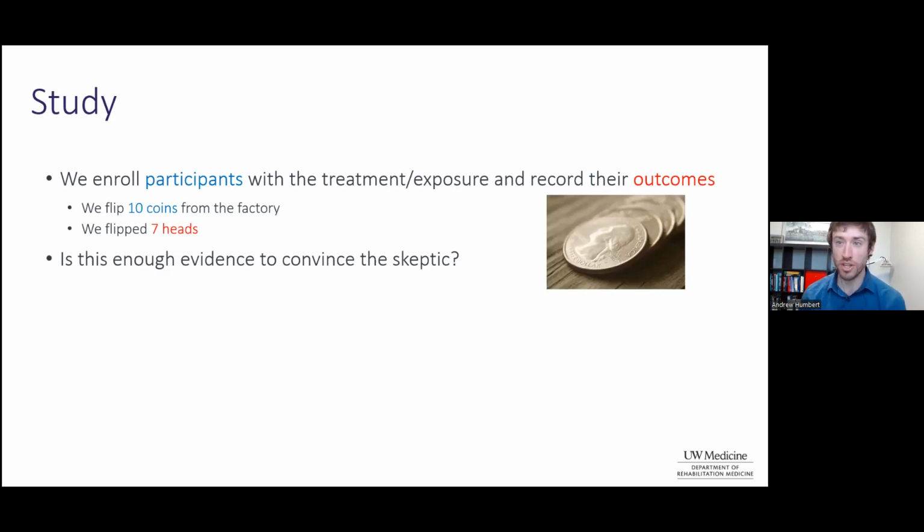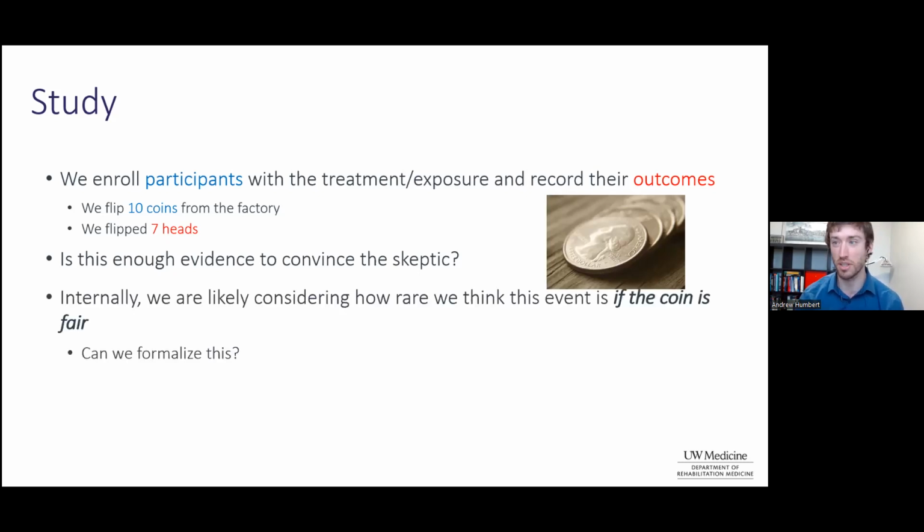And then the question is, is this really enough evidence? Do I have enough data here? 7 heads out of 10 coins, is that enough evidence to convince the skeptic? Internally, we're all really good at this concept of what is enough evidence before we're convinced something is no longer fair or no longer works the way we think it does. You're probably not calculating p-values and probabilities, but when you see 7 heads out of 10 coins, you're probably thinking, is that reasonable? Could that happen just by chance? How rare is it to get 7 heads in 10 coin flips?